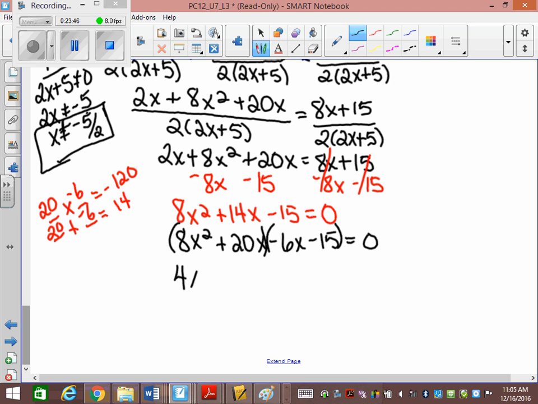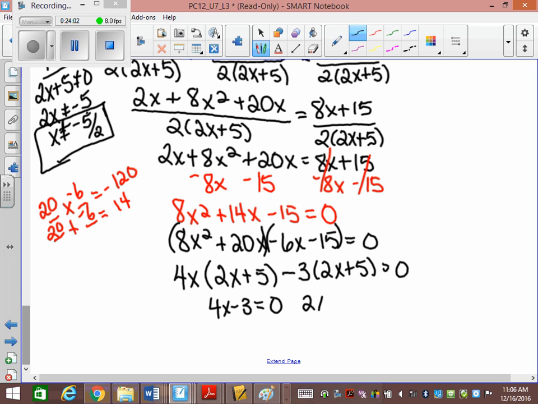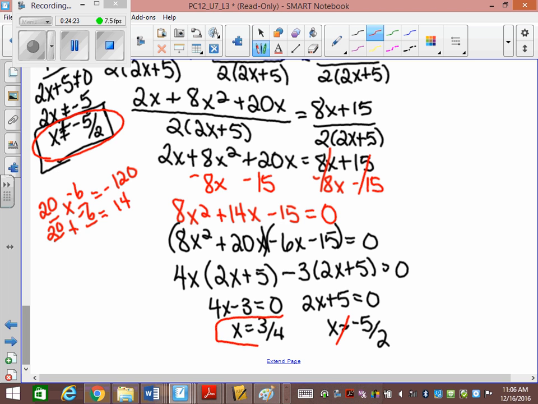Take out a 4x, and you're left with 2x plus 5. Take out a negative 3, and you're left with 2x plus 5. 4x minus 3 equals 0. 2x plus 5 equals 0. X equals 3/4. X equals negative 5/2, which seems very familiar to me because it's my non-permissible value, so it's out. That's my answer.